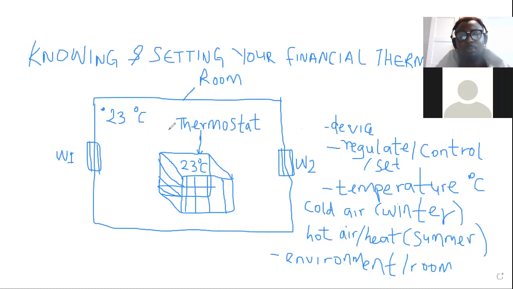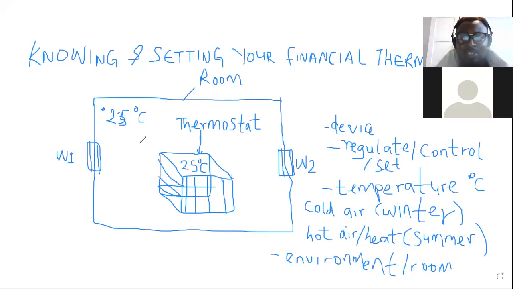Now, what if the temperature is changed? Let's say we change it, it's no longer 23, we change it to 25. What will happen to the temperature of the room? It's going to change. The thermostat, the heat, is going to fight and bring back the temperature of the room to 25 degrees Celsius.